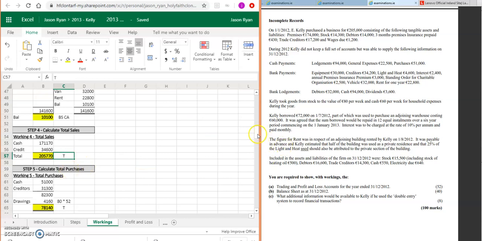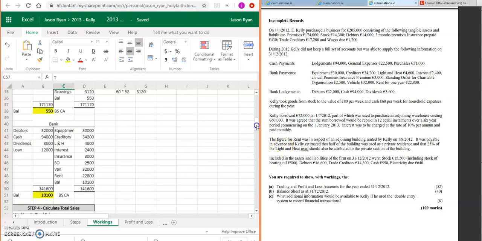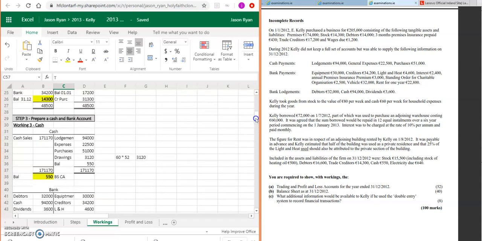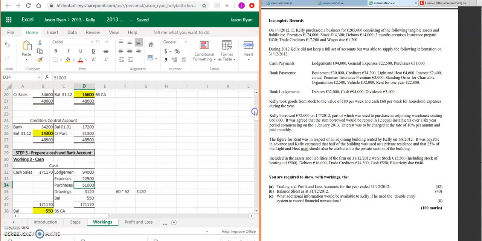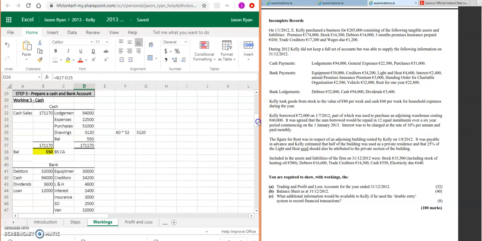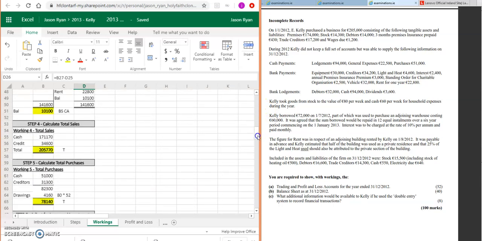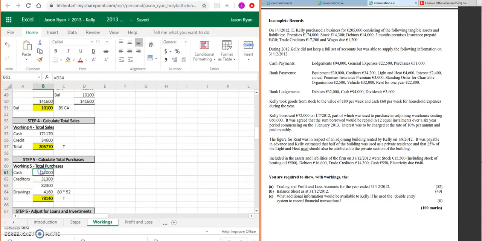Your purchases then. So once again, go back up here to step 2 and step 3. So you purchased here for cash 51,000. That tells us in the question over here. The cash purchases then are part of step 2. We do the creditors control account, that balance figure of 31,300. So those two are added together to get your total purchases. So you're going to get 51,000 plus the 31,300 gives you 82,300.